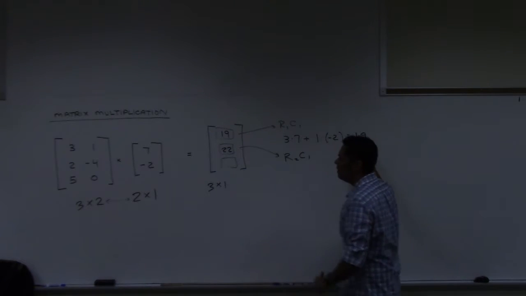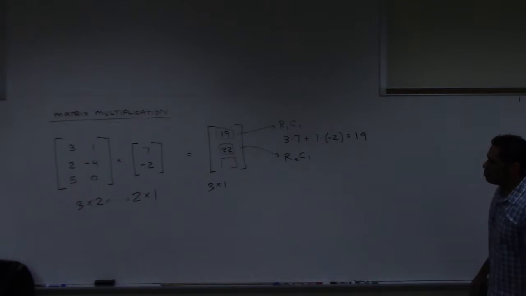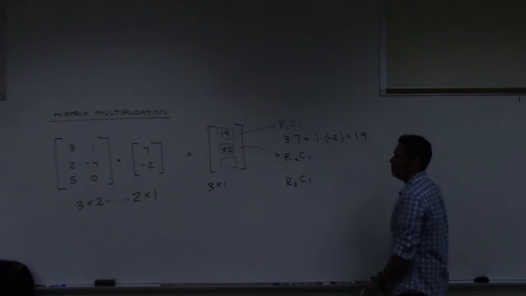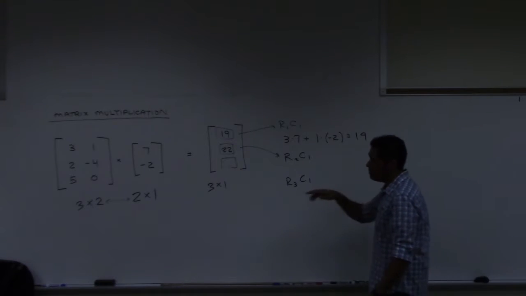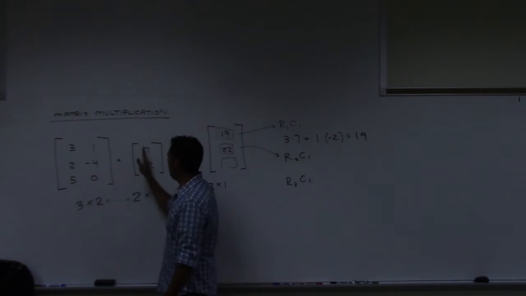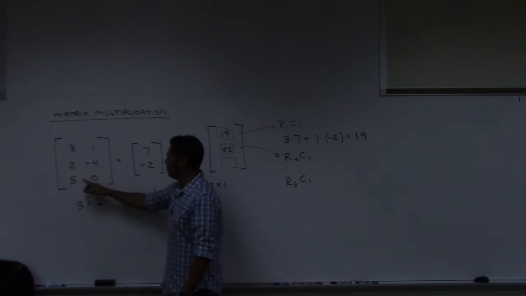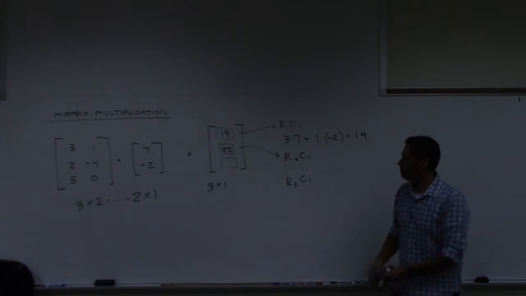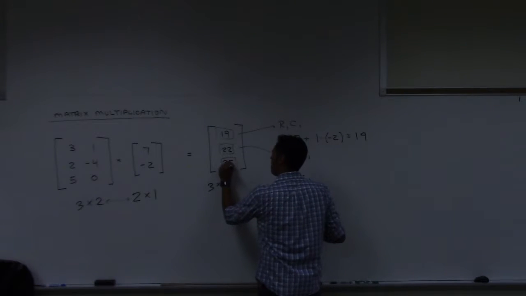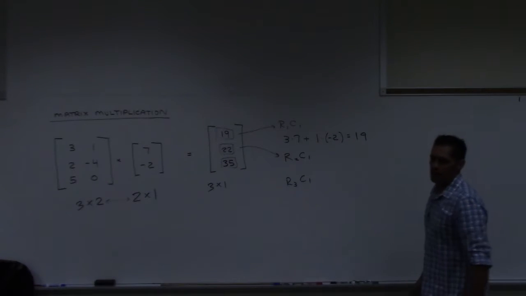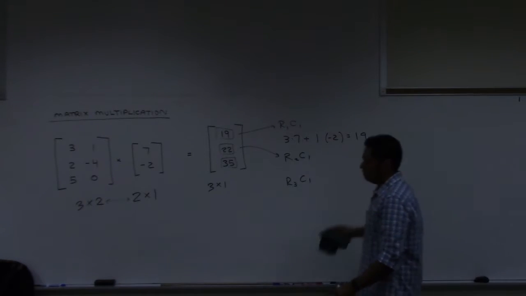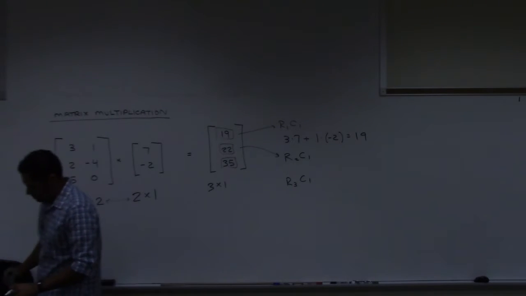And then finally, the last one will be row 3, column 1. So row 3 is 5, 0. And you're multiplying it times column 1, which is here. So 35 plus nothing. So just 35. Okay. What do y'all think? That's matrix multiplication.